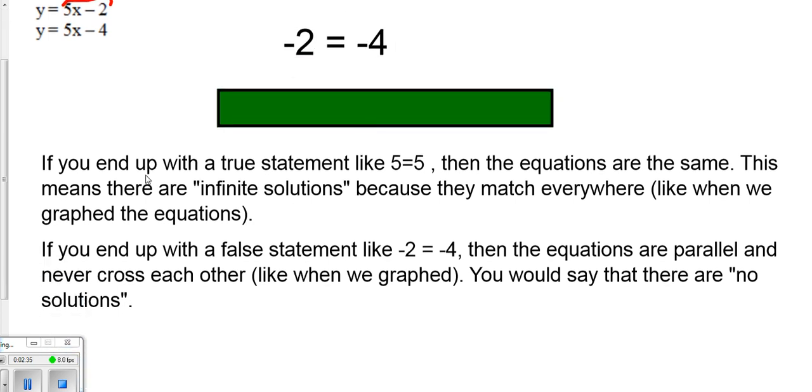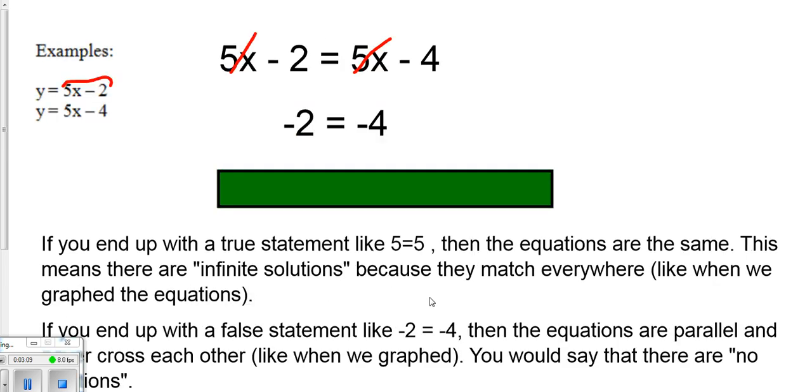Now, if you end up with a true statement like 5 equals 5, then these equations are actually the same exact equation, even though they might have been written differently. This means in the end that there would be infinite solutions because they match everywhere. That's just like when we graphed the equations and the two lines were right on top of each other. We'd say infinite solutions because they're the same line. If you end up with a false statement though, like negative 2 equals negative 4, what we got, then the equations would actually be parallel and they would never cross each other. Again, like when we graphed and we saw the parallel lines. You would say that there are no solutions.